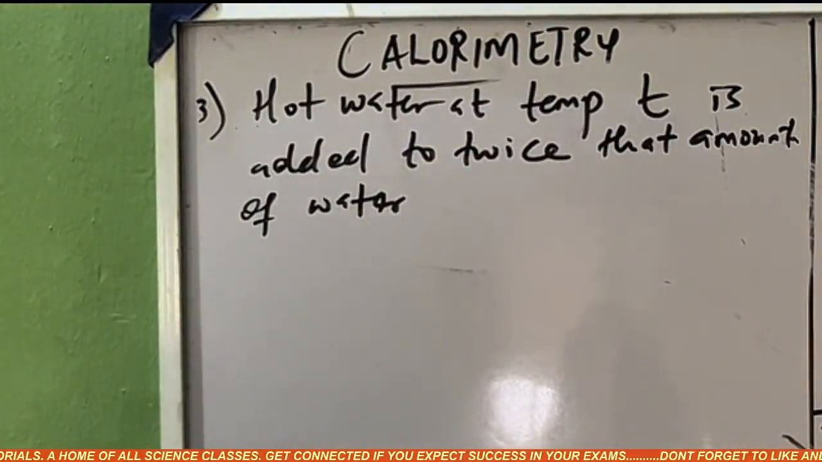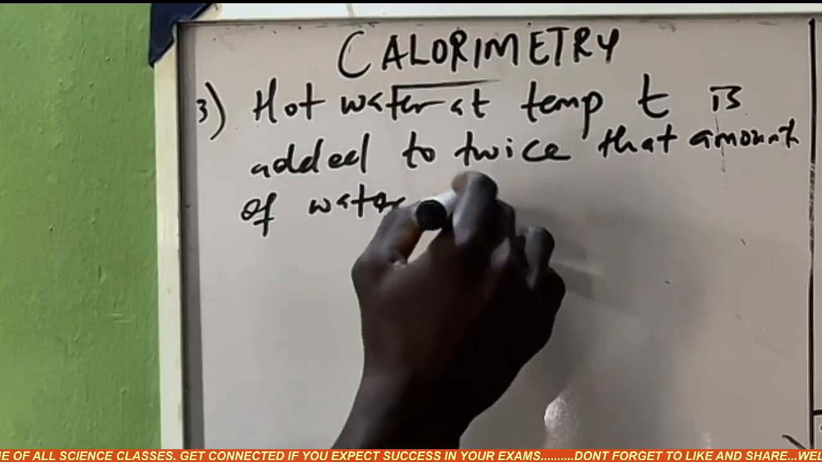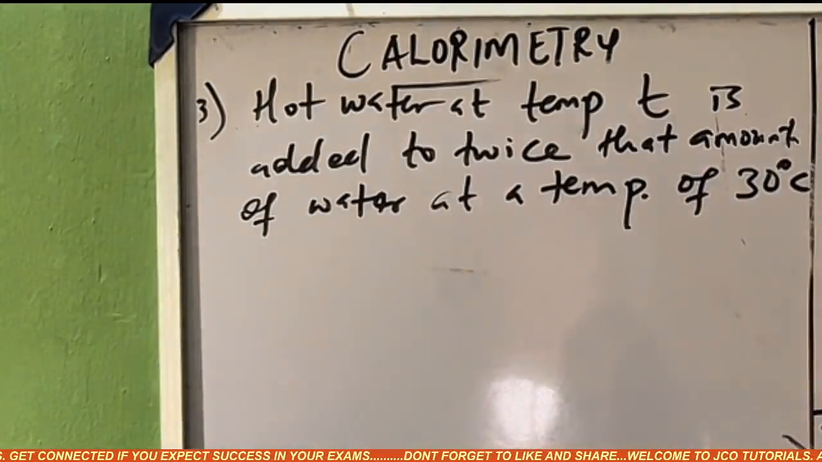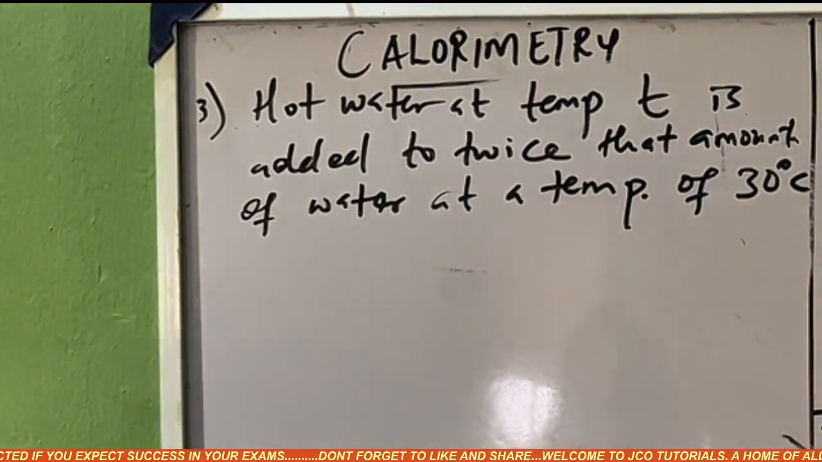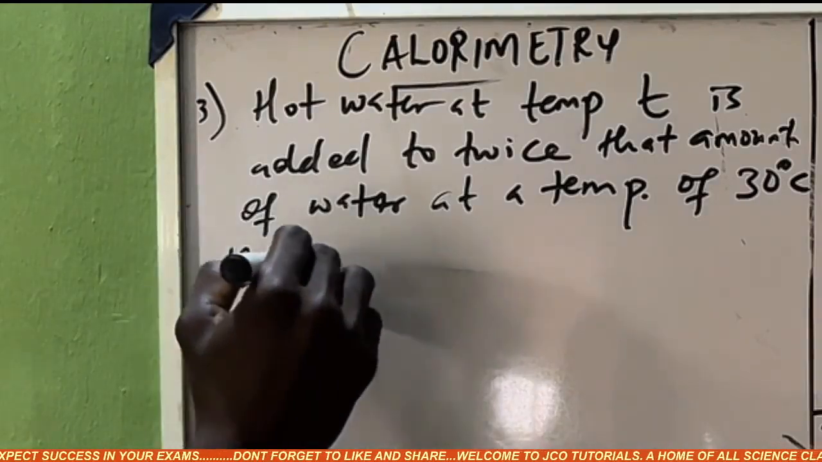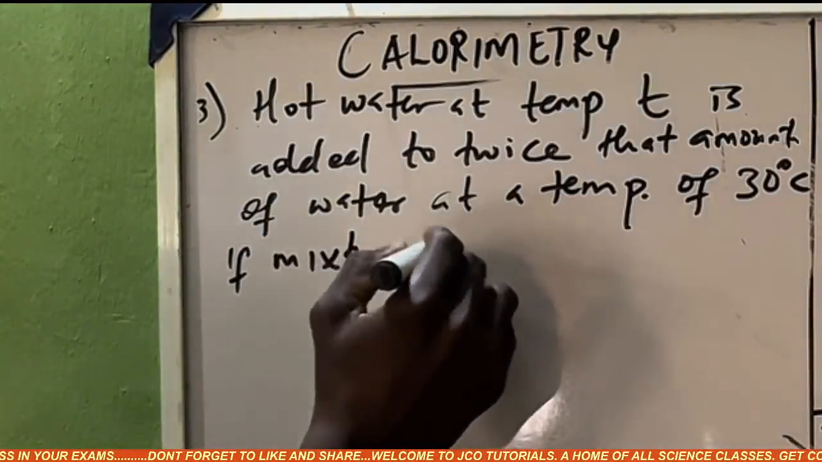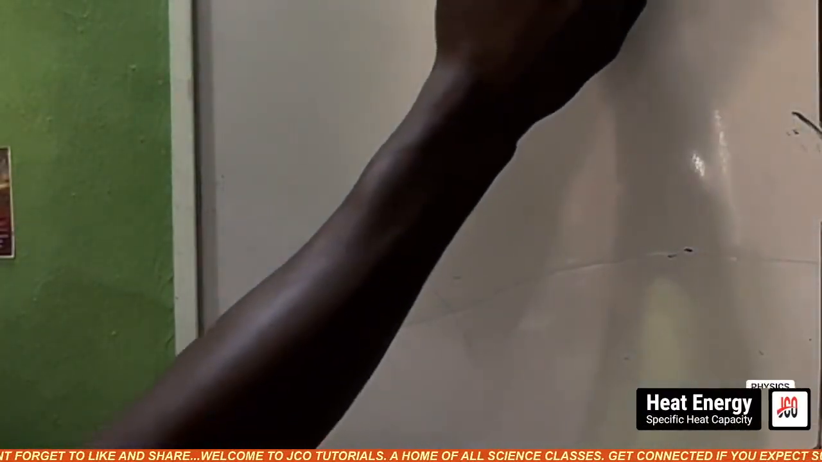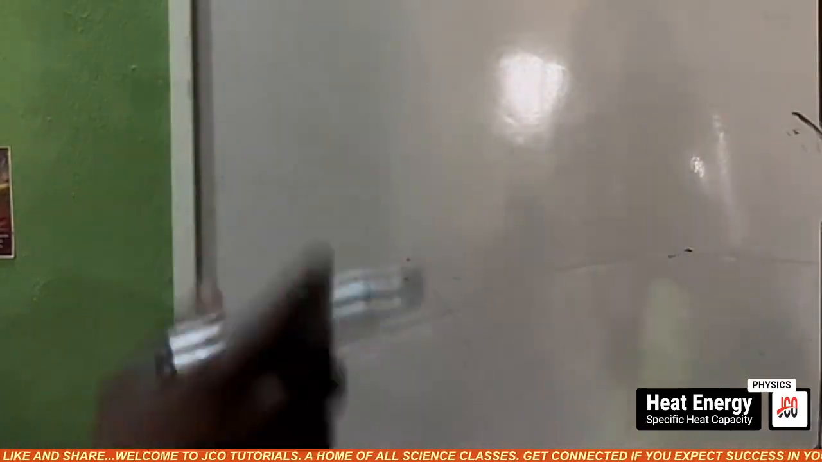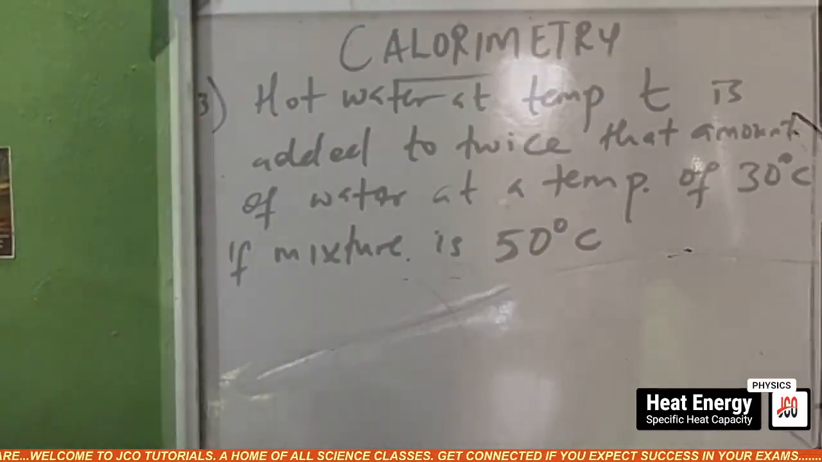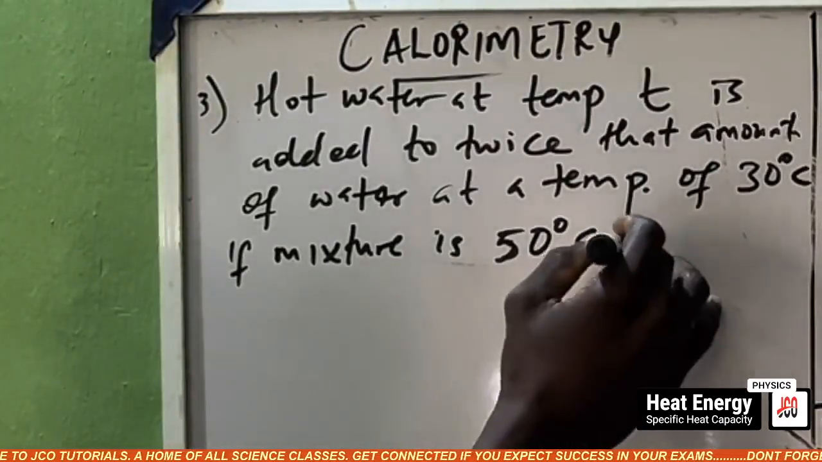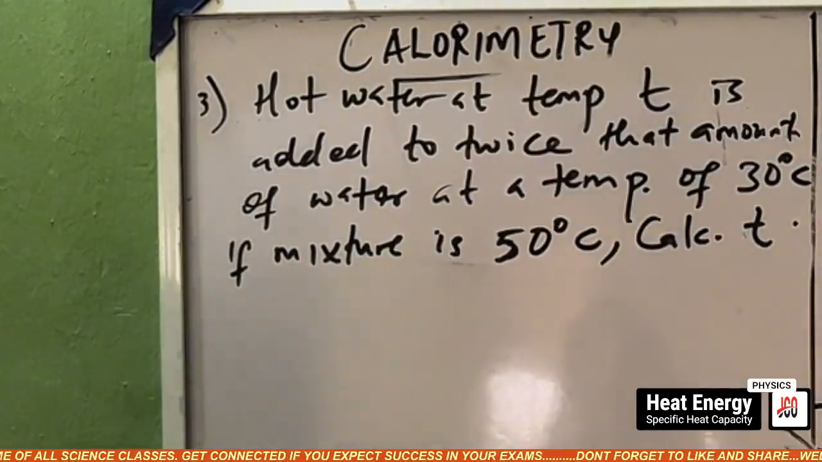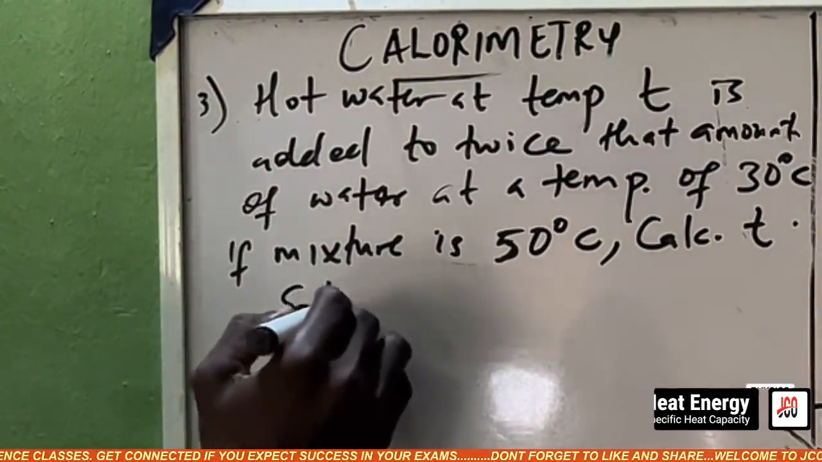It says at a temperature of 30 degrees Celsius. Question: if the resulting temperature of the mixture is 50 degrees Celsius, I'm trying to write the question and read it so it will resonate over your head. Then you can pause the video and try to solve it before I go on to solve. Calculate T. What is the T? The temperature T there. Let's work this out.